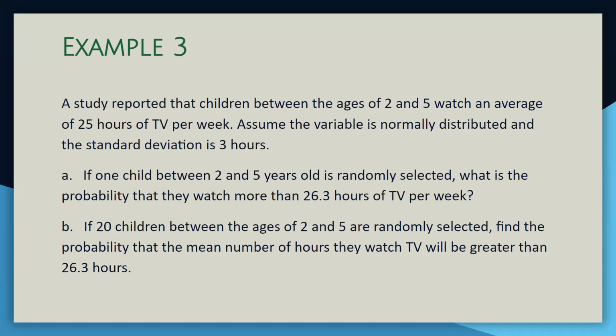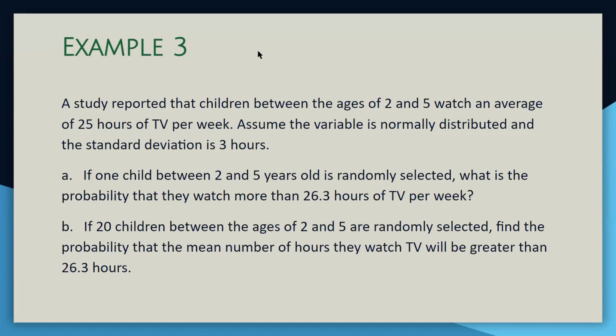So example 3 says a study reported that children between the ages of 2 and 5 watch an average of 25 hours of TV per week. Assume the variable is normally distributed and the standard deviation is 3 hours. If one child between 2 and 5 years old is randomly selected, what is the probability that they watch more than 26.3 hours of TV a week? If 20 children between the ages of 2 and 5 are randomly selected, find the probability that the mean number of hours they watch TV will be greater than 26.3 hours.